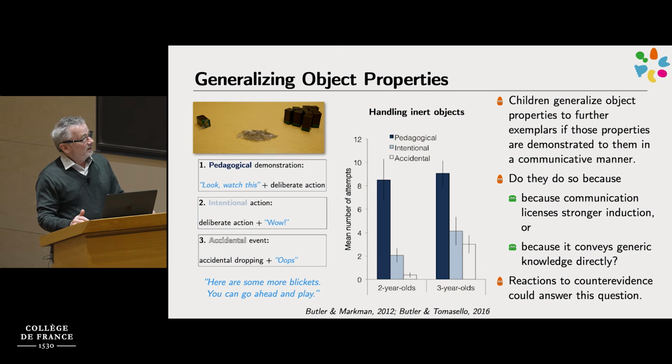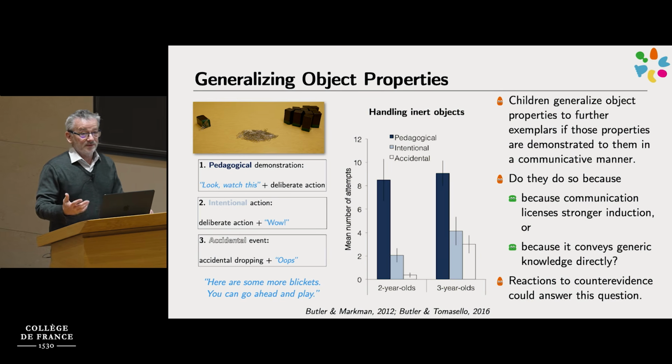But it's not quite clear from this that they do so because they think that communication licenses a stronger induction. They are more certain, simply, that this property should be extended to the other bricks, or because what was demonstrated to them would convey generic knowledge directly. That they interpreted practically this action as if the experimenter said to them, bricks are magnetic. Right?